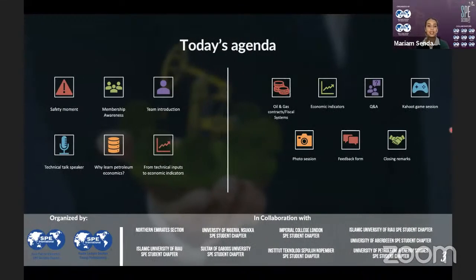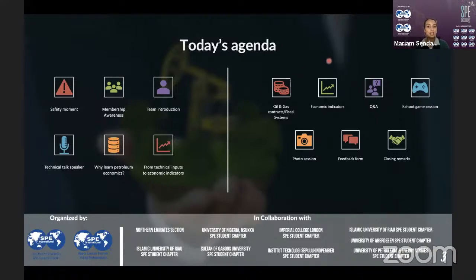So we are starting our session with a short safety moment, followed by a membership awareness, then a team introduction. After that, we are introducing today's speaker, who will be targeting why learning petroleum economics, from technical inputs to economic indicators, to oil and gas contract and fiscal systems. Then we are moving to a question and answer session. So please, we advise you to drop your questions in the meeting chat box. Our technical team will go through it by order. Don't forget to mention your name and organization when you type your question down.